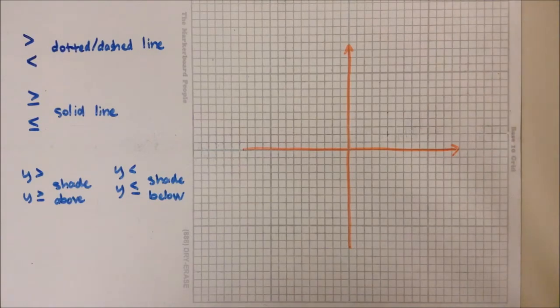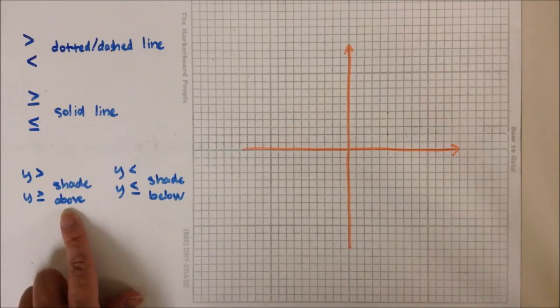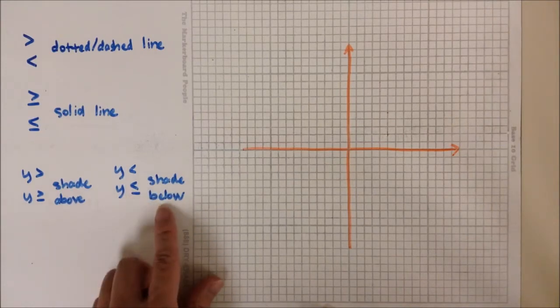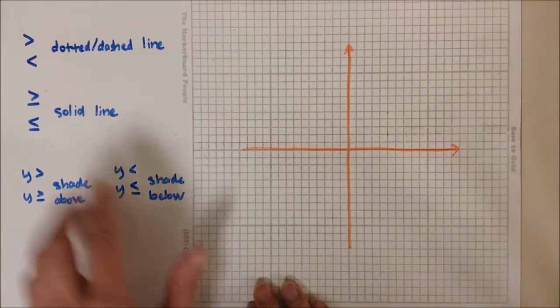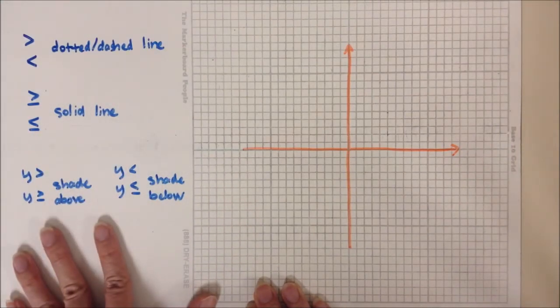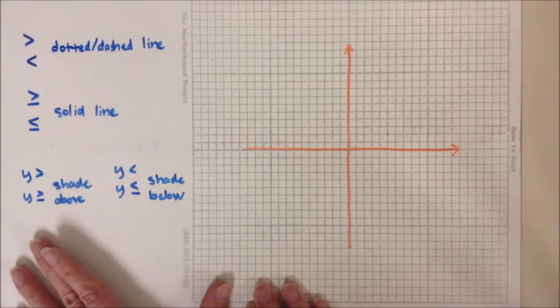Now, for the shading part, if your inequality is y greater than or y greater than or equal to, then you will shade above the line. When it's y less than or y less than or equal to, then you're going to shade below the line. So make sure you remember this information, as this was covered in a previous chapter. Again, you need to know this information in order to graph correctly for linear inequalities.